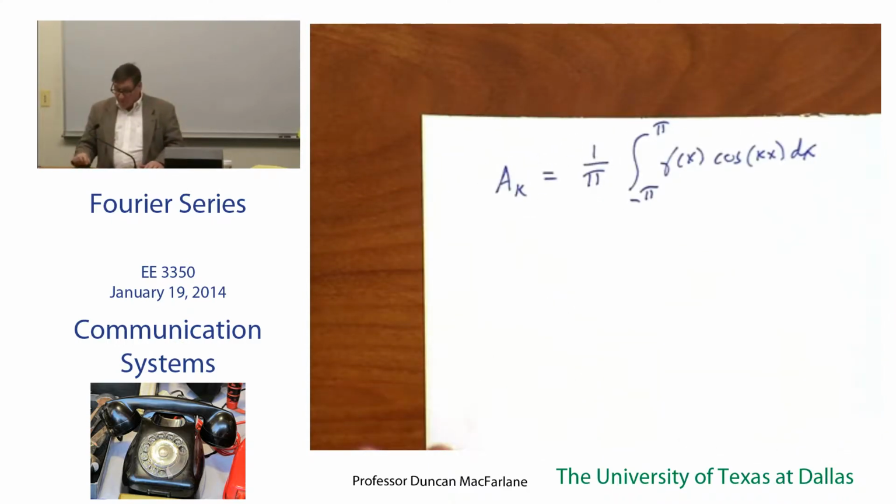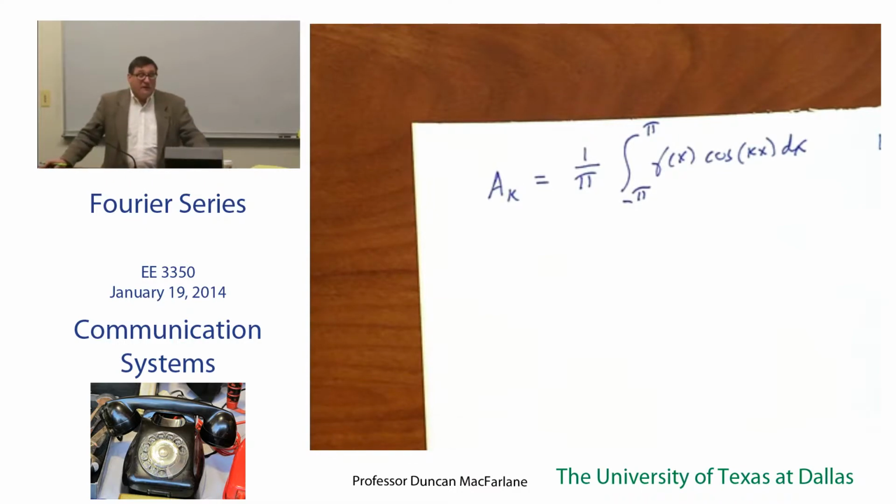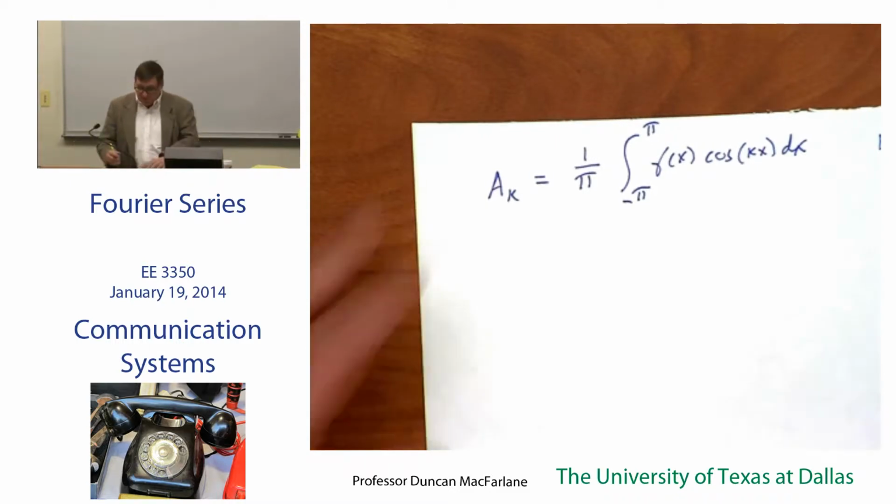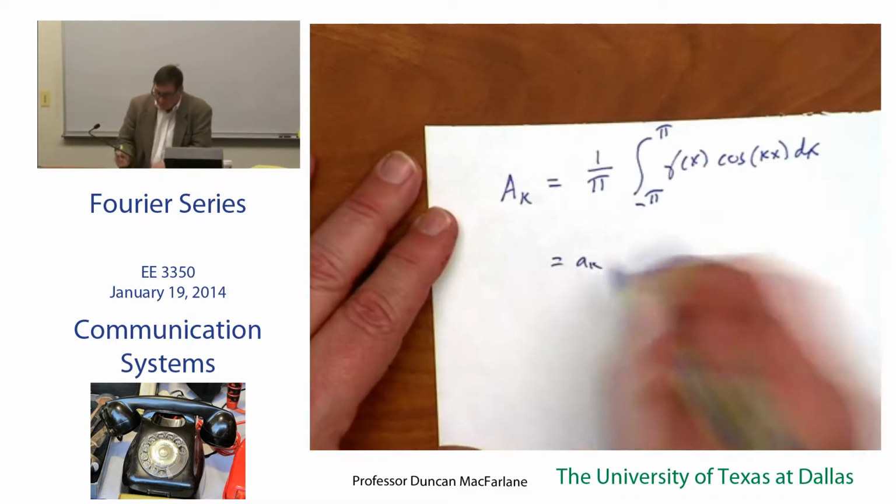And there's my formula for the A's that minimize the energy of that error. The energy between G sub n of x and F of x. And the reason it's confusing to you is because this is equal to the A sub k that we had before.